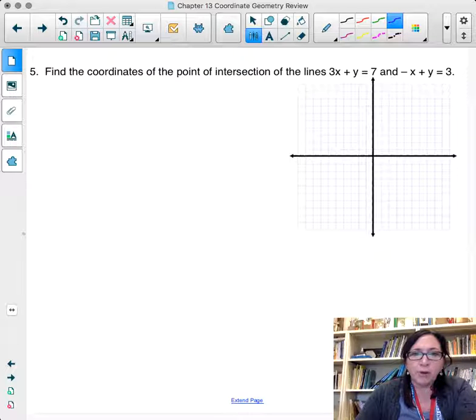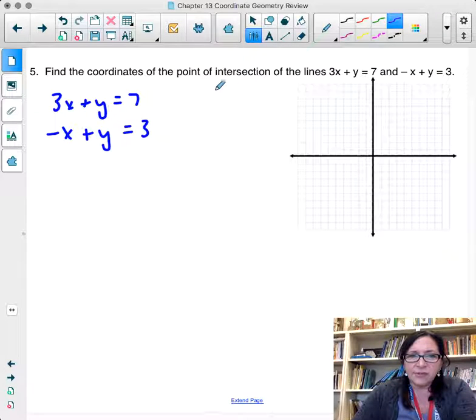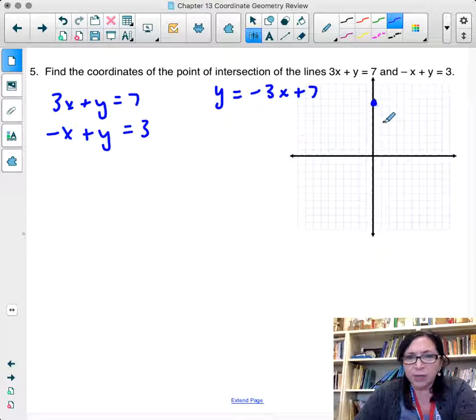Find the coordinates of the point of intersection. So we are given 2 lines. We have 3x plus y equals 7, and we have negative x plus y equals 3. Graphing these, let's graph them. We get y equals negative 3x plus 7. That means we start at 7. We go down 3 over 1. My graph looks like this.